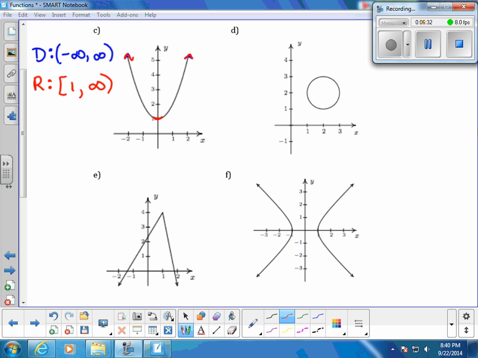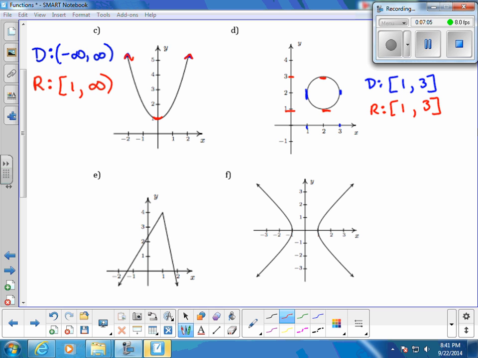Okay, let's look at D. The leftmost point on the x value is here, which is a 1, bracket 1. The rightmost point on the x value is a 3. The bottommost value on the y-axis is a 1. This is for our range. Topmost is a 3. So for a circle, we see our domain and range are going to be the same.